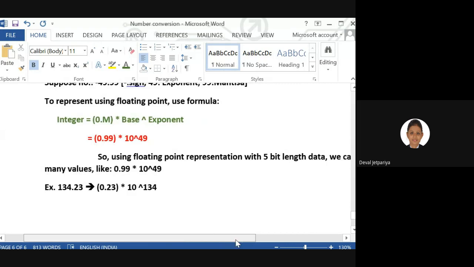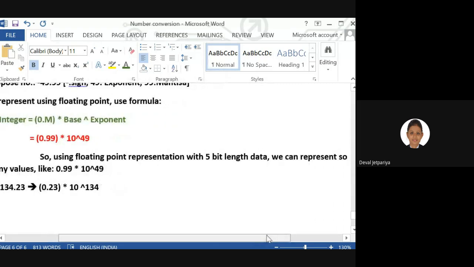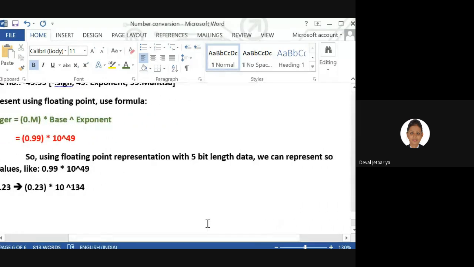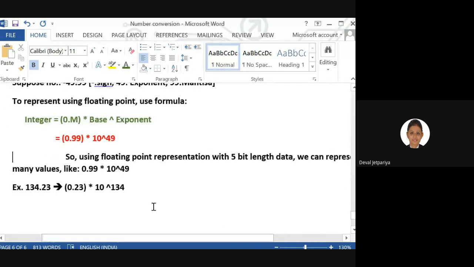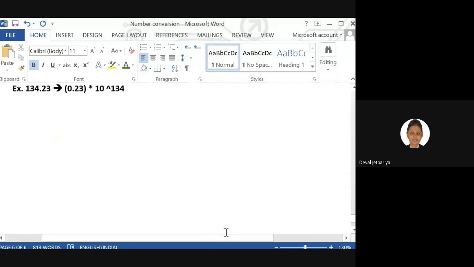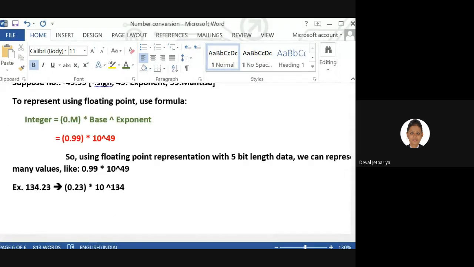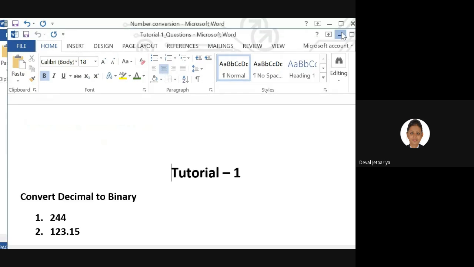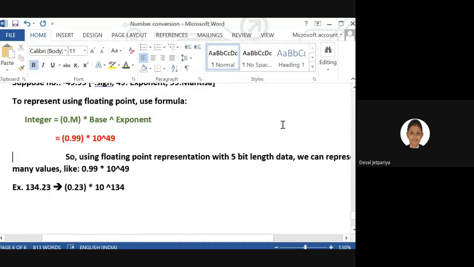See here, I have taken one more example, 134.23. Any query in this? So now here we are ending with tutorial 1.